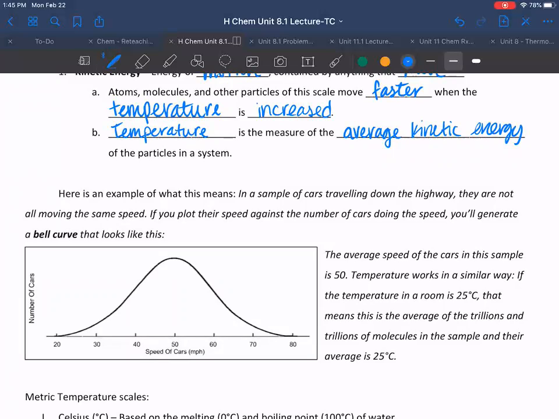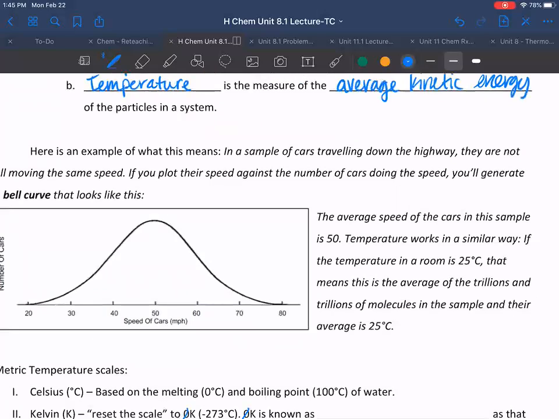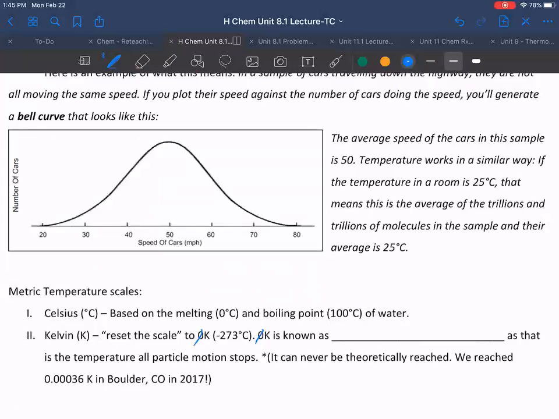Anyway, so if you take all those different cars on that stretch of highway and you were to plot them, you'd get likely a bell curve where you have this initial increase, you find your average, and then a decrease. And so the average speed is where the top of this bell curve is. That lies at about 50. And so this is similar to how temperature is used as an average measurement, except in a room, you have trillions and trillions of molecules. And so we take an average of their movement speeds and assign them the measurement of 25 degrees Celsius, for example.